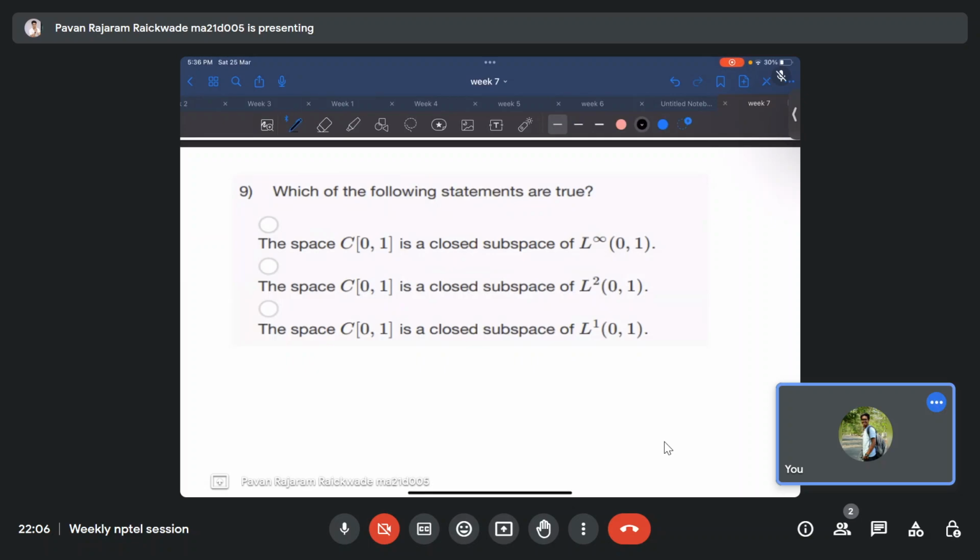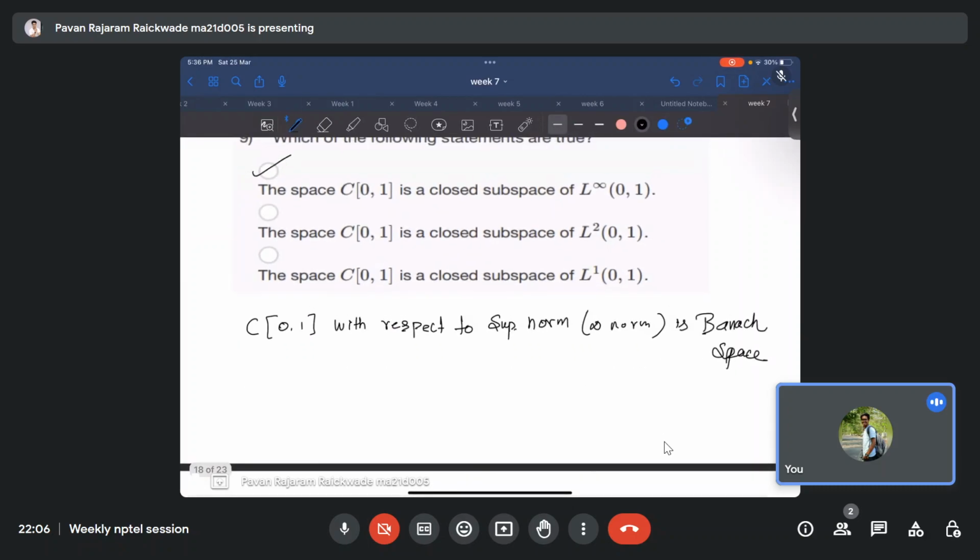C[0,1] with respect to the supremum norm, the infinity norm, is a Banach space, right? Hence it's closed in L infinity. But for the other two spaces, L2 and L1, C[0,1] is not closed. Actually, it's dense.